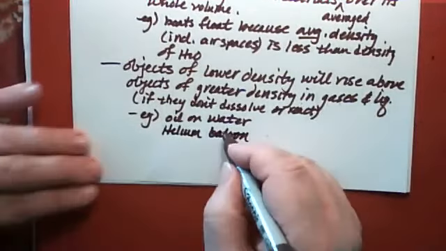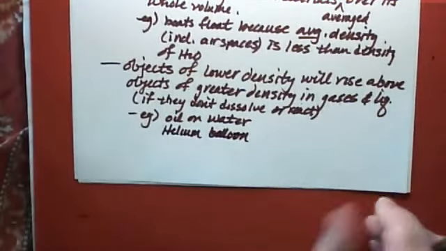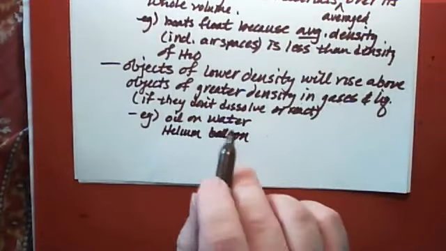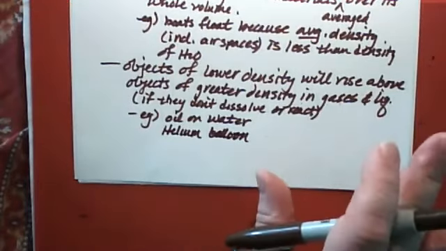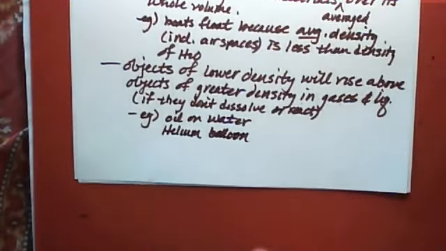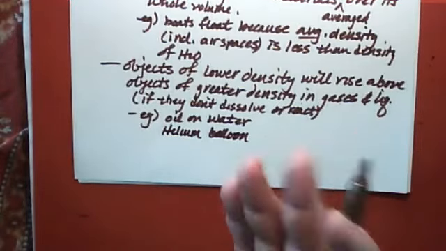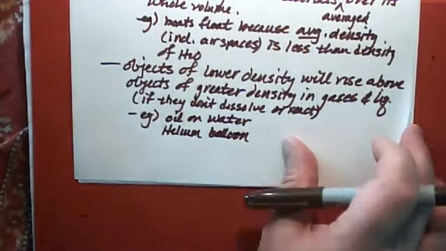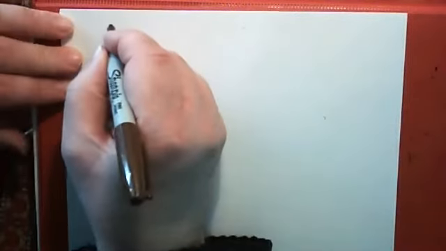Another example would be a helium balloon. The helium in the balloon is less dense than the air around it, and so it will tend to rise up into the atmosphere until it gets to a point where the air is so thin that the density of the air is about equal to the density of the helium in the balloon. And that's quite far up if you ever let go of a balloon.